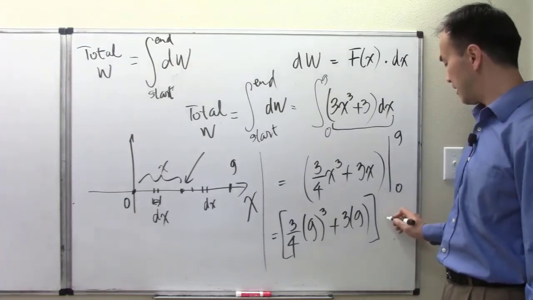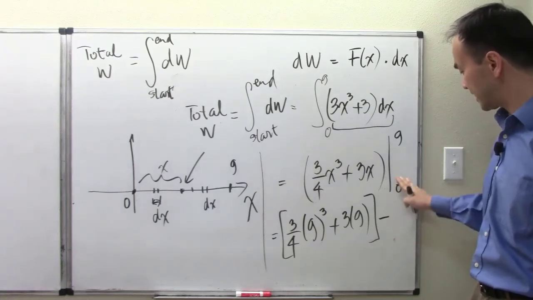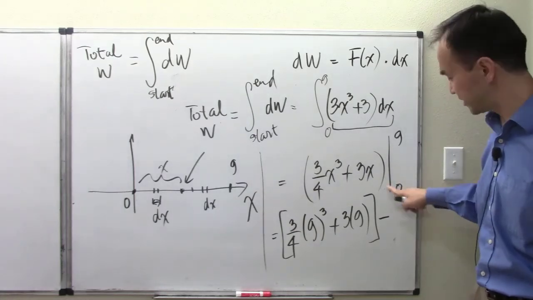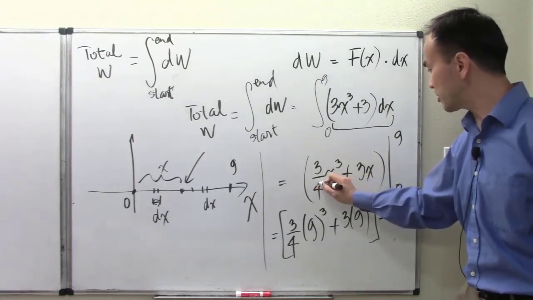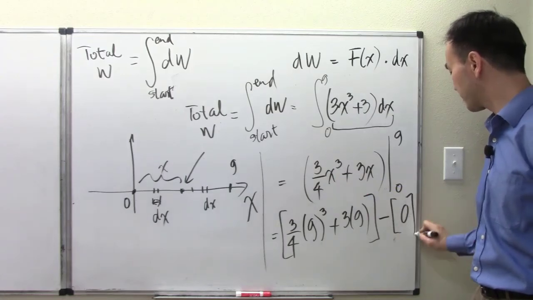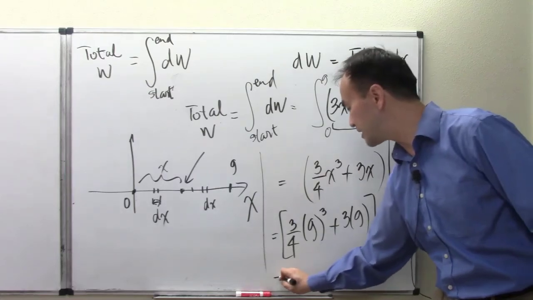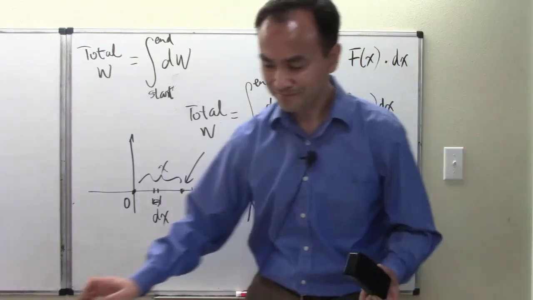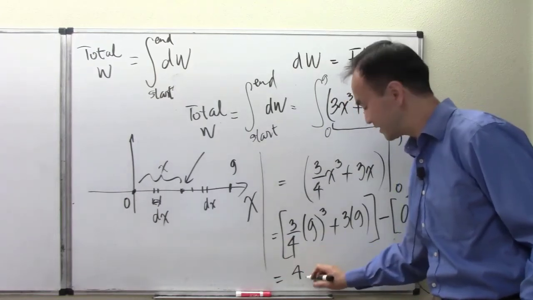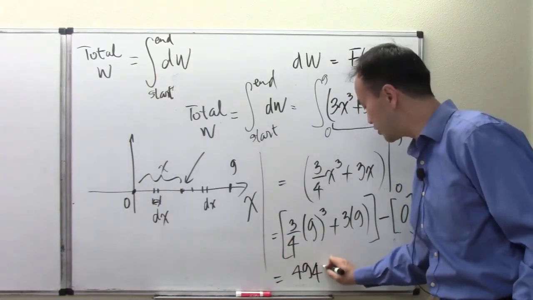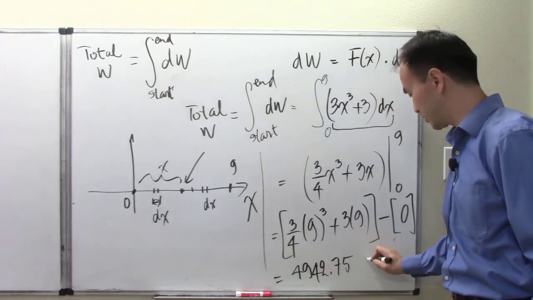And then now I'm going to subtract. Even with this little amount of space here, I can still do the work, because 0 substituted into all of these terms, where each one is an expression of x, just zeroes out when we're substituting 0 into this entire antiderivative. So our final answer is 4,942.75. And this is joules.